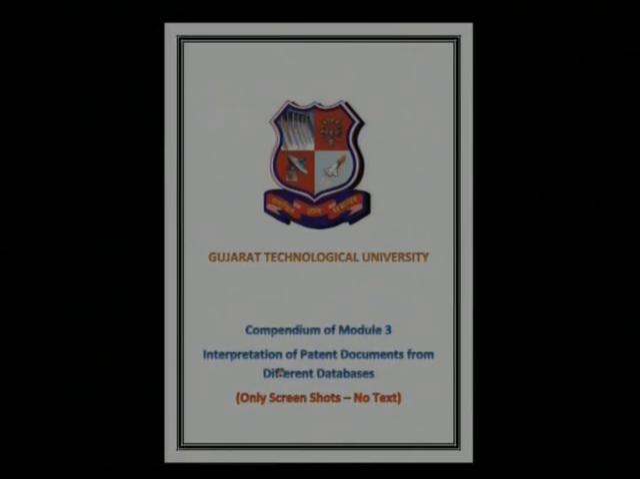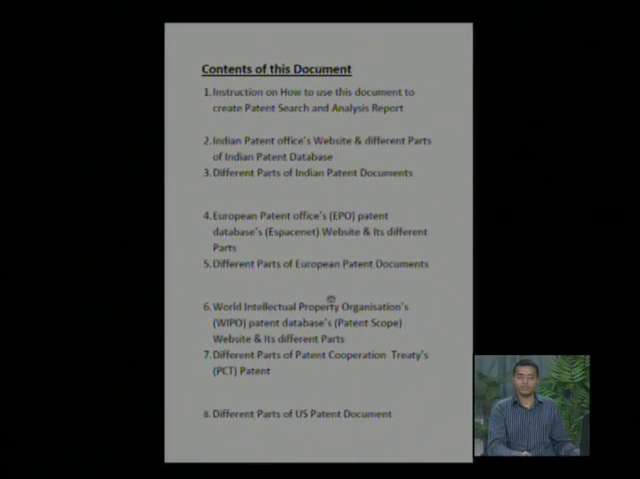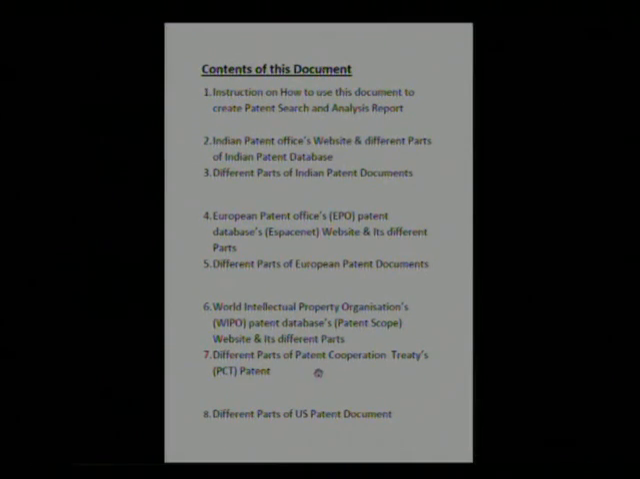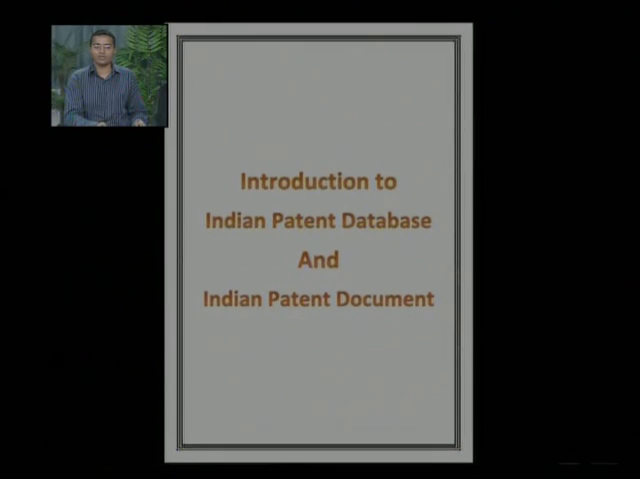Now we will look at the interpretation of patent documents from various websites. In this part we will look into the Indian Patent Office websites and Indian patent document, European Patent Office websites and European patent document. In the next session, we will discuss WIPO, the World Intellectual Property Organization's website and its patent document, and later on we will discuss the US patent document. Now the first part, Indian Patent Office websites and its document.